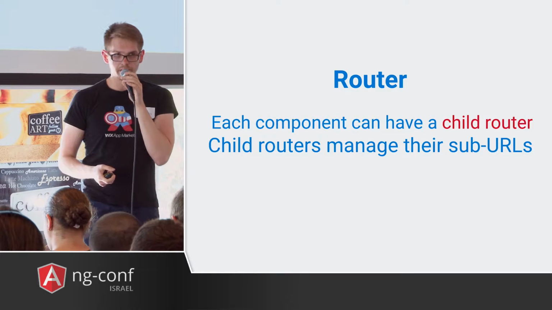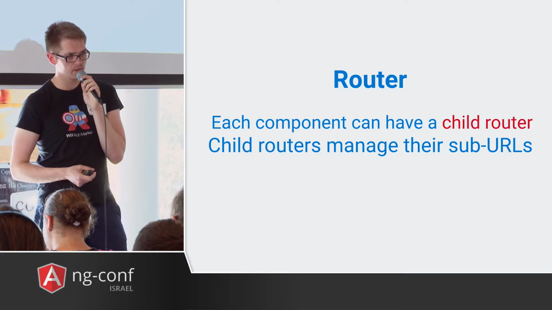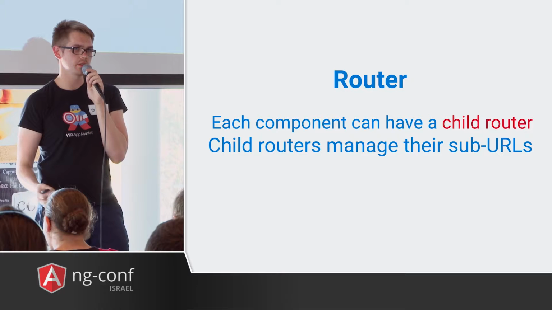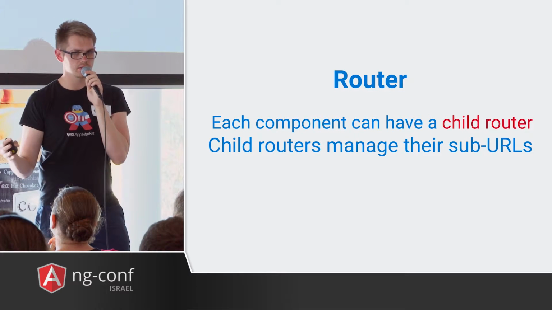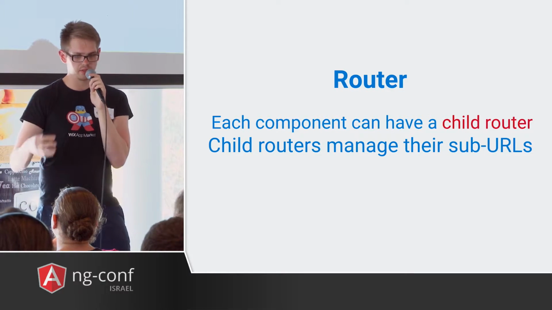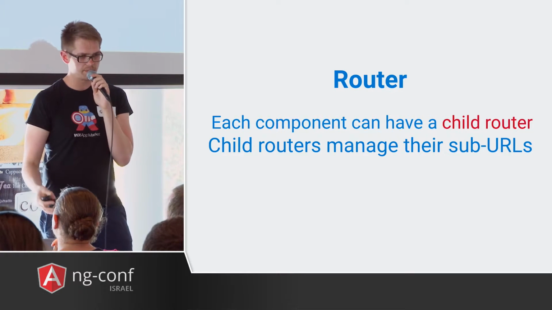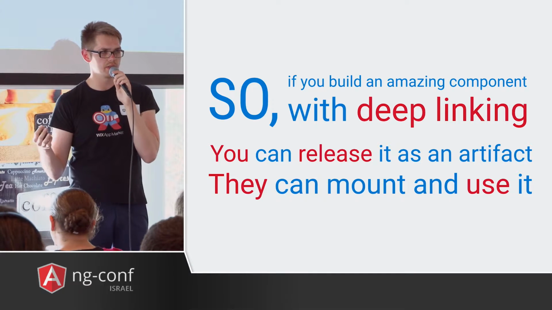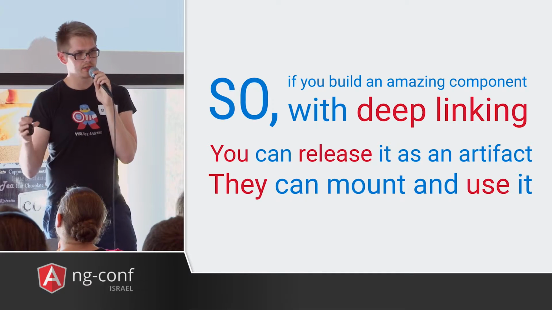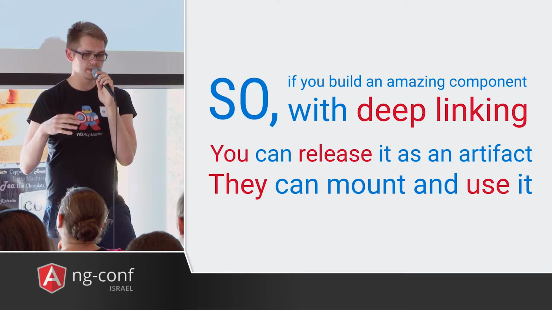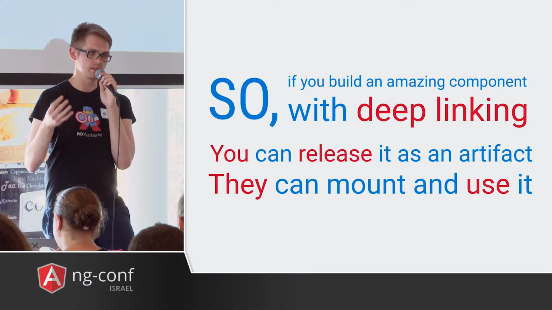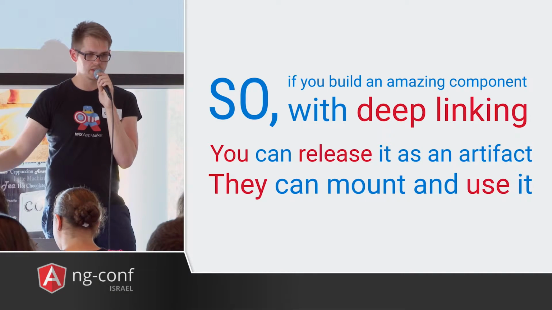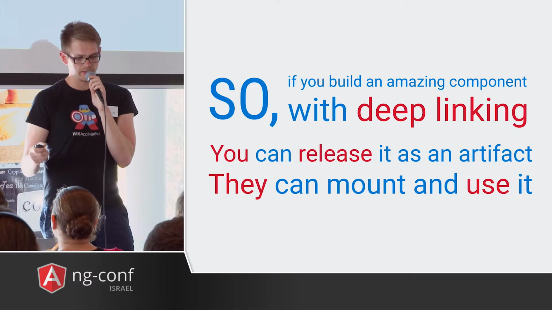Let's talk about the router part of a component. Each component can optionally have a child router, which would then take over the routing in sub-URLs, which means any URLs subsequent to the actual component. And this is very powerful, because say you have a very cool users management component, you can package it up, all the states with deep linking, and then publish it, and someone else can use it, mount it up, and they will have deep linking, and they won't have to worry about what's going on inside of your component. So this is very, very, very useful.